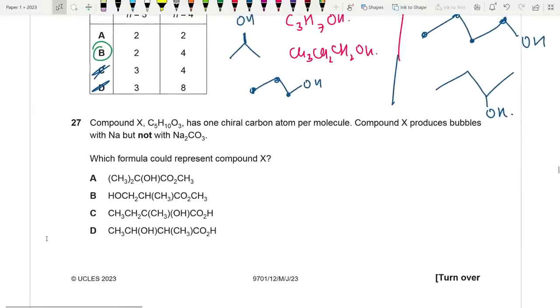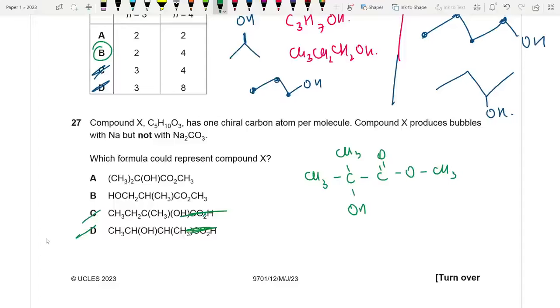Compound X has 1 chiral carbon atom. It produces bubbles with Na but not with Na2CO3. So it's not a carboxylic acid. But it reacts with sodium, so it's an alcohol. So 1 chiral carbon. Let's check this out. CH3C, CH3, OH, COOCH3. This does not have a chiral carbon, so it has to be B. OH, CH, CH3, COOCH3. So yeah, this one is chiral over here. That's why the answer is B.